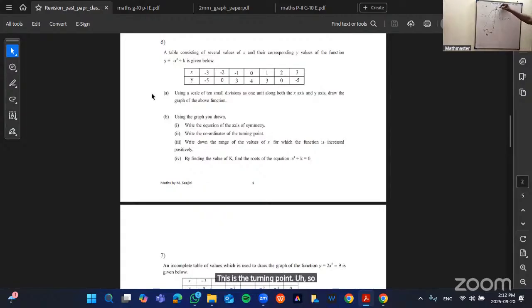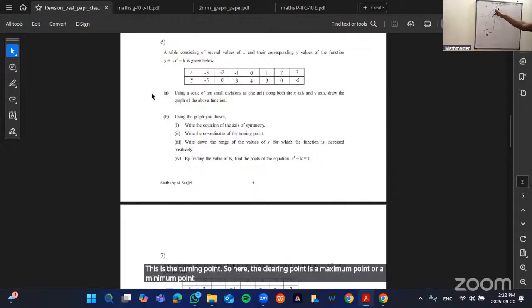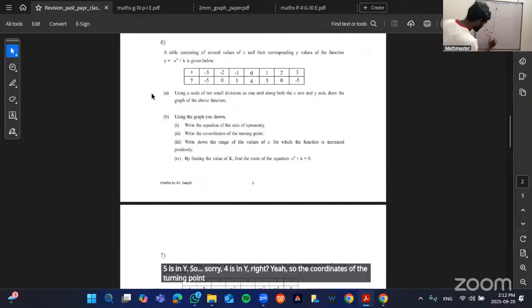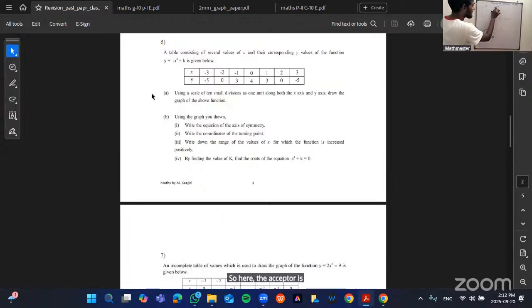So here the turning point is a maximum point or a minimum point. It is a maximum point, right? This is the turning point. So here the coordinates are what? 0 is x and 5 is y. Sorry, 4 is y, right? So the coordinates of the turning point is (0, 4). The x-axis value is 0 and the y-axis value is 4.